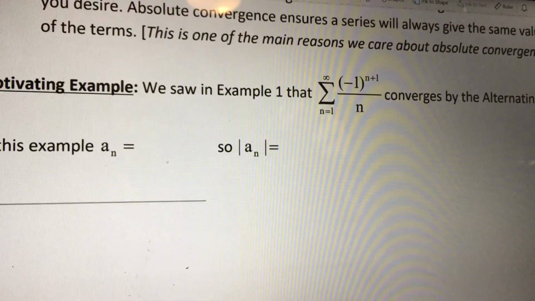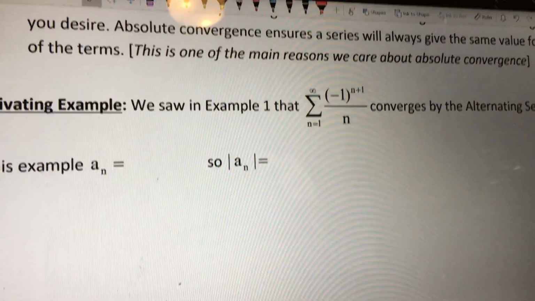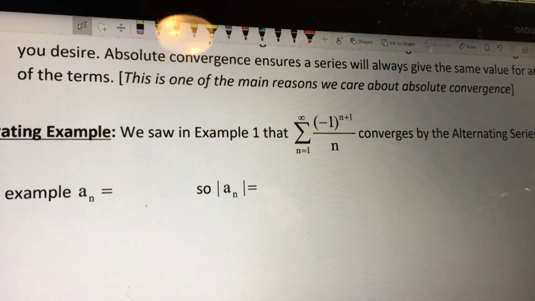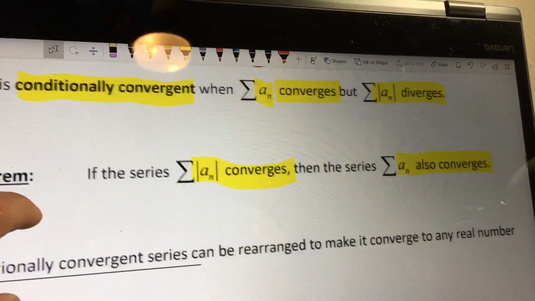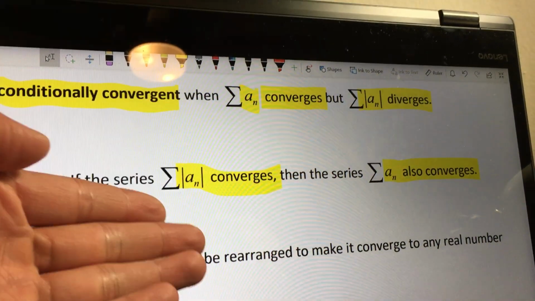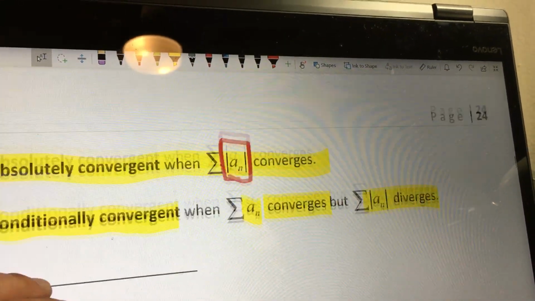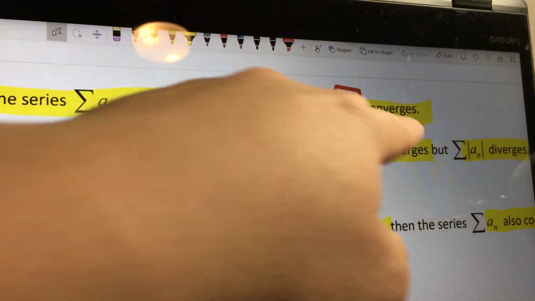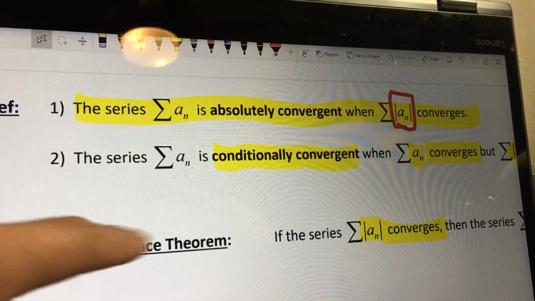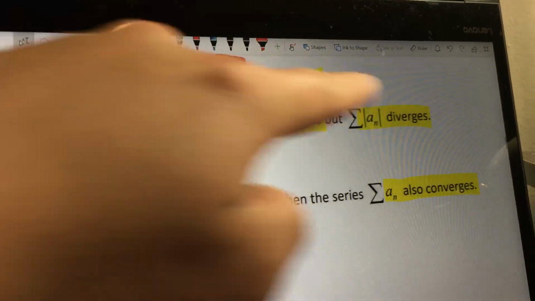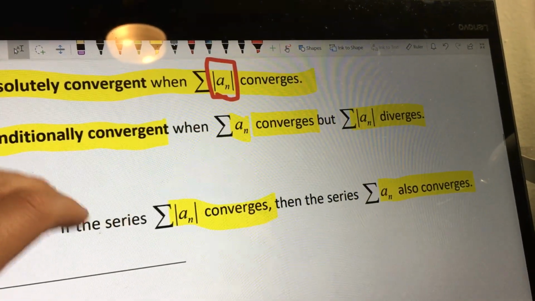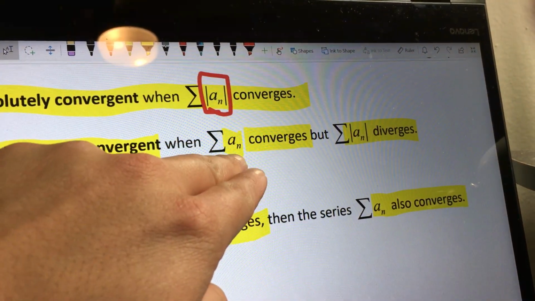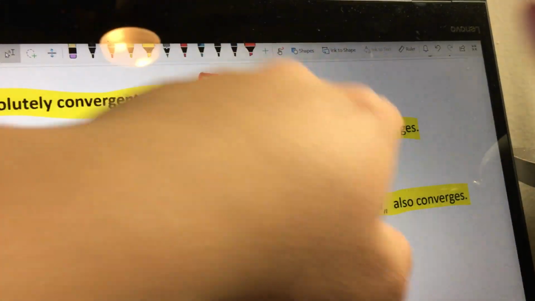This is a motivating example, but we already talked about it, so we'll skip that for now. Just know that this is something you want to remember. If the absolute value converges, then the whole thing absolutely converges, aka this definition right here. But if the absolute value diverges, then you have to check the regular one, see if that converges. So remember, regular a sub n does not determine convergence. Absolute value does. So let's go to another example.